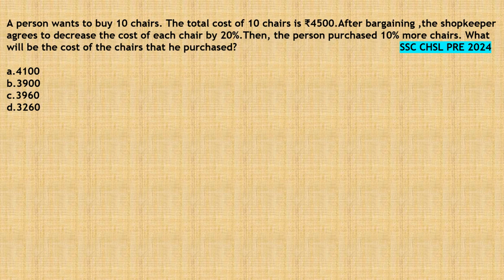A person wants to buy 10 chairs. The total cost of 10 chairs is 4500. After bargaining, the shopkeeper agrees to decrease the cost of each chair by 20%. Then the person purchased 10% more chairs. What will be the cost of the chairs that he purchased?